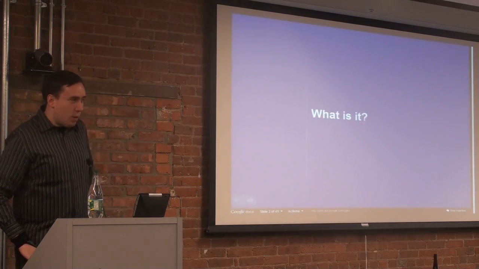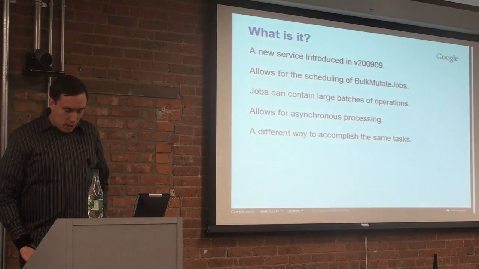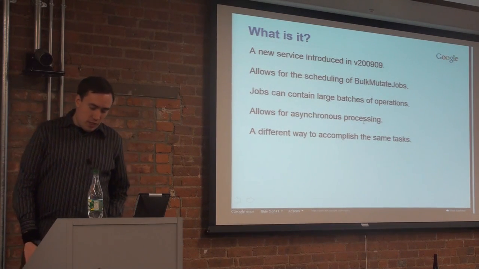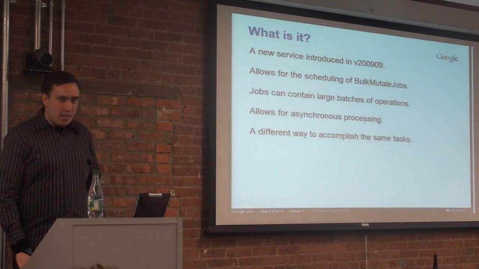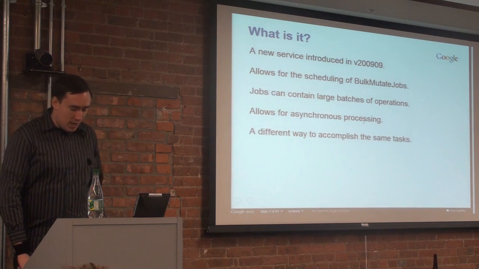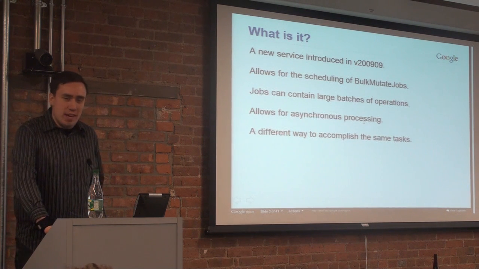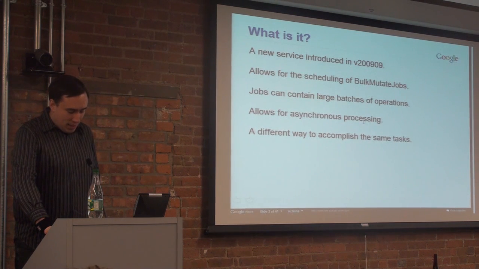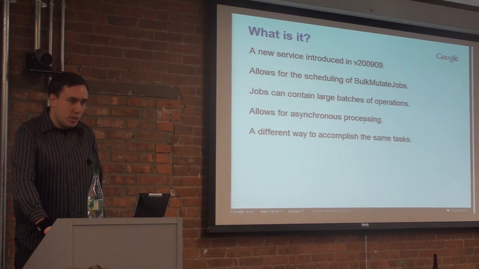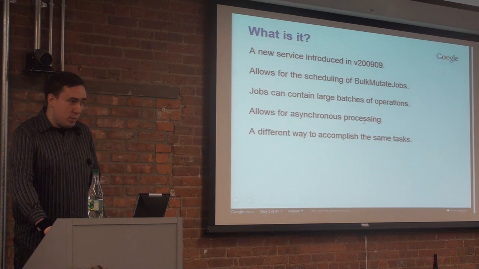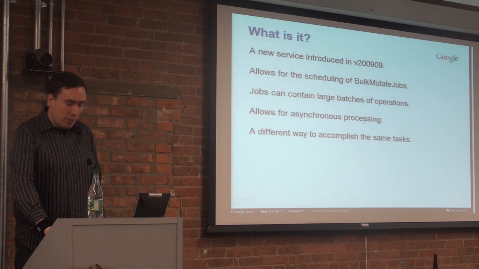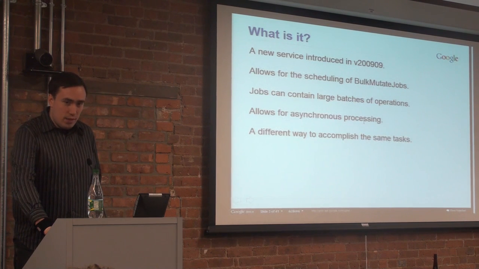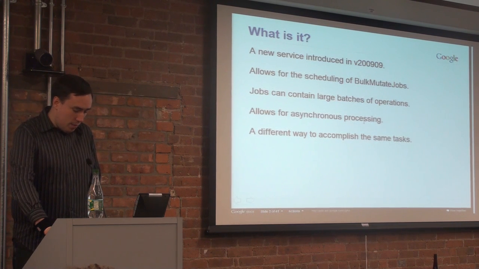So we're just going to start with what is the BulkMutateJobService. As I mentioned, it's a new service, and it allows for the scheduling and running of bulk mutate jobs. Much like all of our services, they're usually named with the entity that you're manipulating. These jobs' main job is to contain large batches of operations. So they only hold operations, which are things that you would pass into a mutate method normally, and they're made to process a lot of them. That's what the service is for.